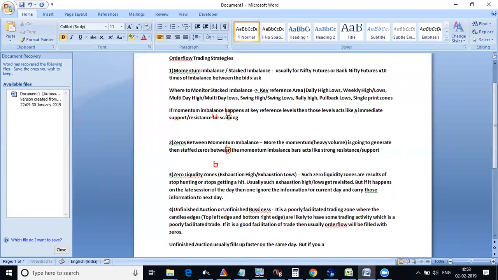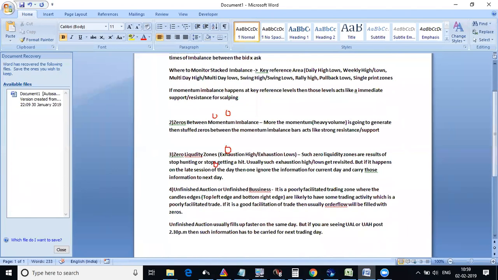But if you are seeing an unfinished auction, which you call UAL or UAH, unfinished auction low or unfinished auction high, during or post 2:30 p.m. in Indian markets, then such information has to be carried to the next trading day. Again, next trading day we can expect a clearance. So far in the January series, almost every unfinished business got cleared on the same day, or whichever came at 2:30 got cleared on the very next day itself.